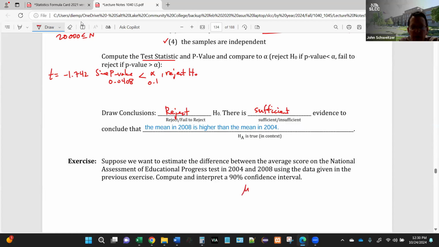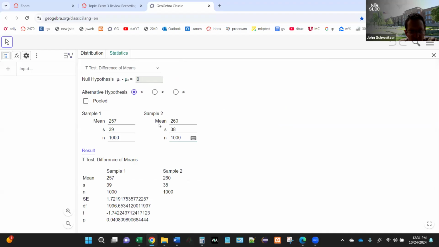Oh, I forgot to mention one thing. When you're doing this homework, you'll sometimes find that you get a test statistic that has a different sign. You might get a negative instead of a positive test statistic, or vice versa. And it'll come down to which one you choose to be your first sample. So sample 1, I chose the 2004 group. Sample 2, I chose the 2008 group. But there's not really anything fundamental about that. I could have chosen sample 1 to be my 2008 and sample 2 to be my 2004.